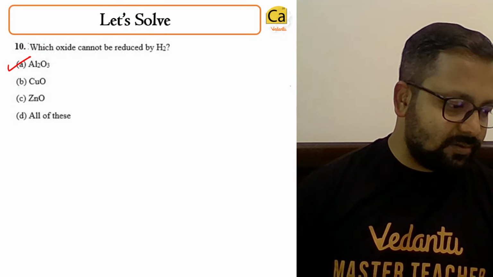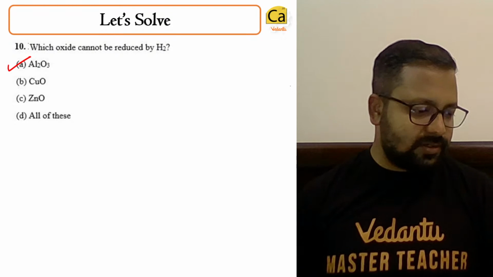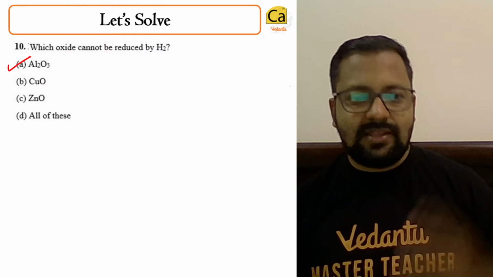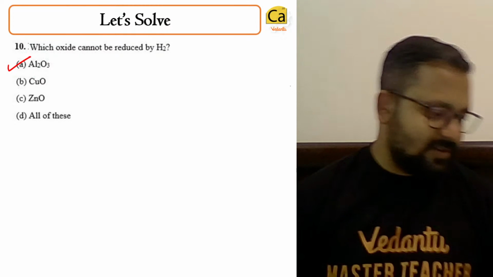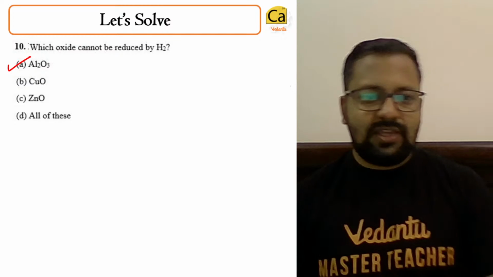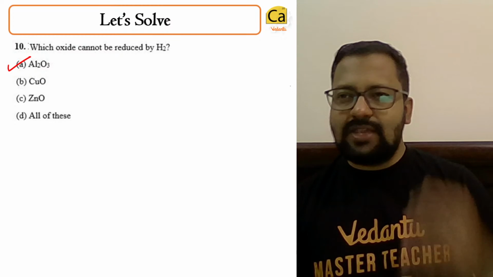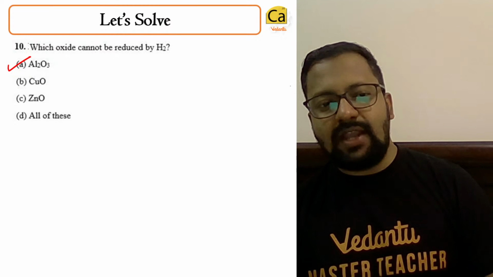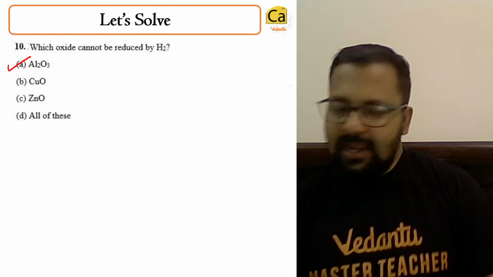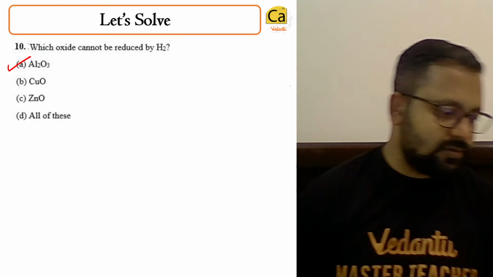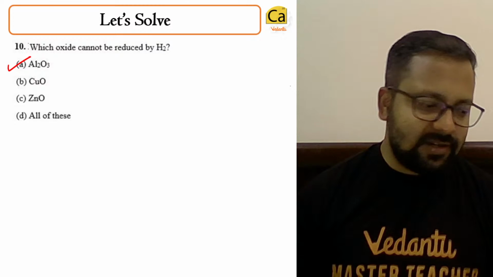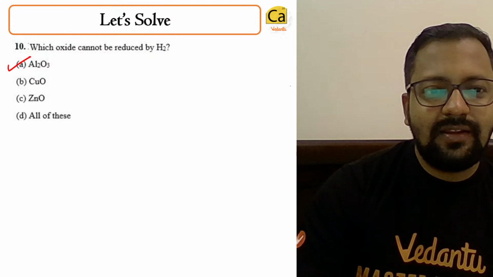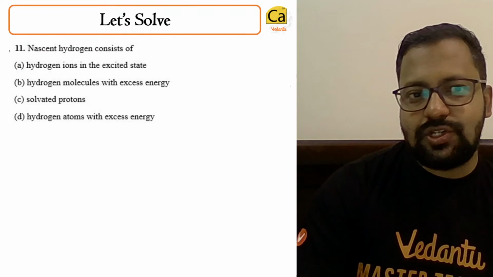Did you answer the quickest? Anybody who's answering after I have given the answer? Okay, A and C should be the answer. Zinc oxide is very close. At elevated temperature zinc oxide can be reduced, but Al2O3 can never ever be reduced. Chinni, you have answered it correctly. No problem. Let's move on to the next question.